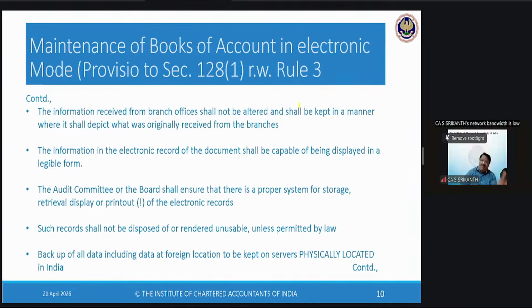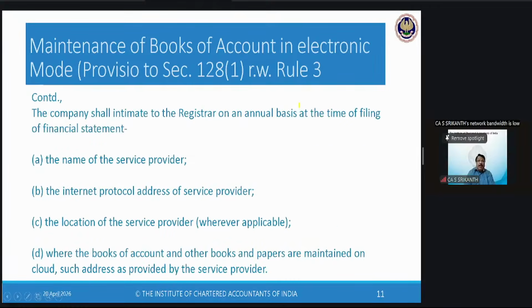Okay, that is good. So this is the thing. The company shall intimate to the Registrar on an annual basis the name of the service provider, the internet protocol address, and the location of the service provider, where the books of account and other books are maintained on cloud, such address as provided by the service provider. So the idea is, the books of account, we should know where they are maintained, how they are maintained, etc.